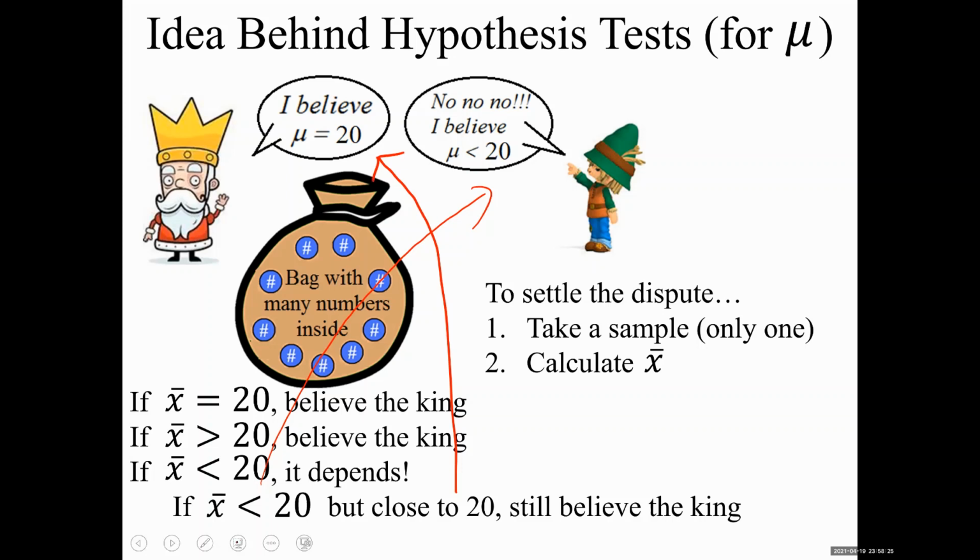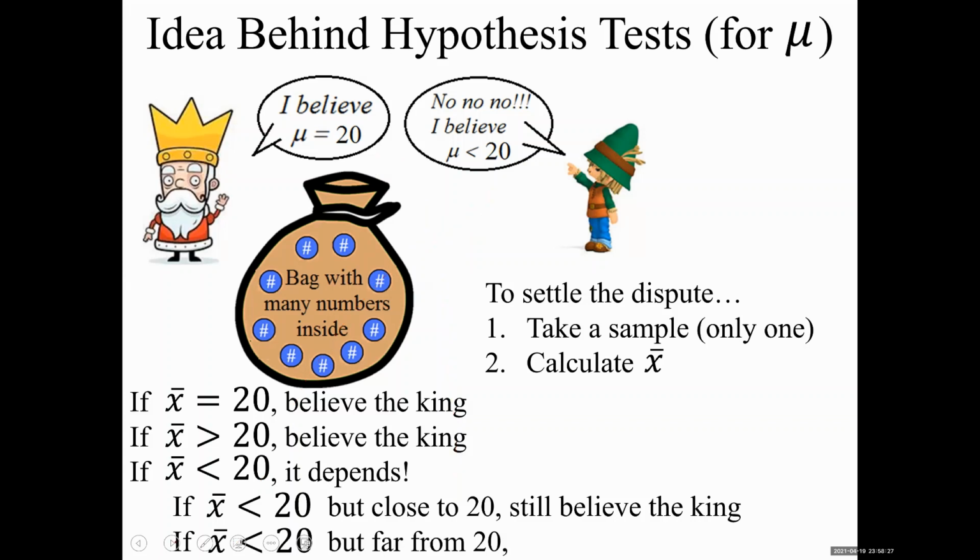The only time we're going to believe the peasant is in this last situation here. If XBar is less than 20, but it's also far from 20. It has to be less than. That's a little bit of evidence in favor of the peasant because he's saying less than. But again, if the king is right that mu is 20, XBar is supposed to be close to 20. So if it's far from 20, that's more evidence in favor of the peasant. Then in that situation, we believe the peasant.